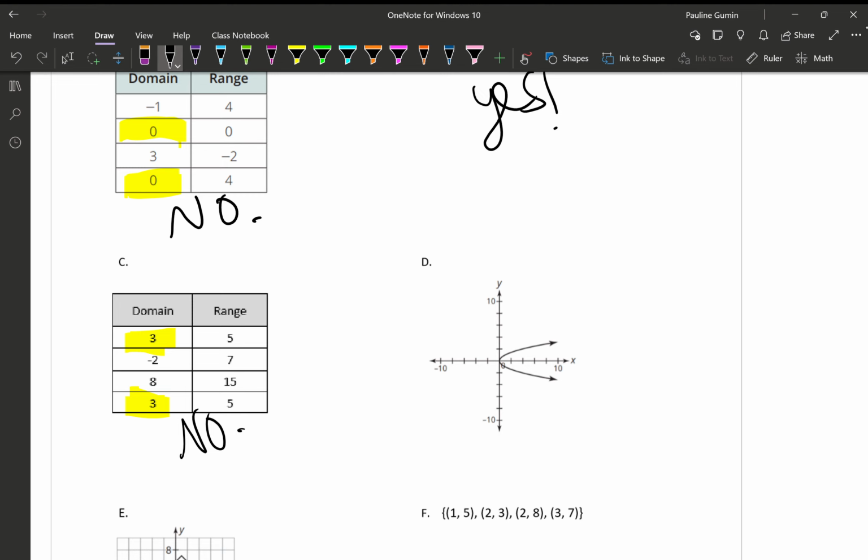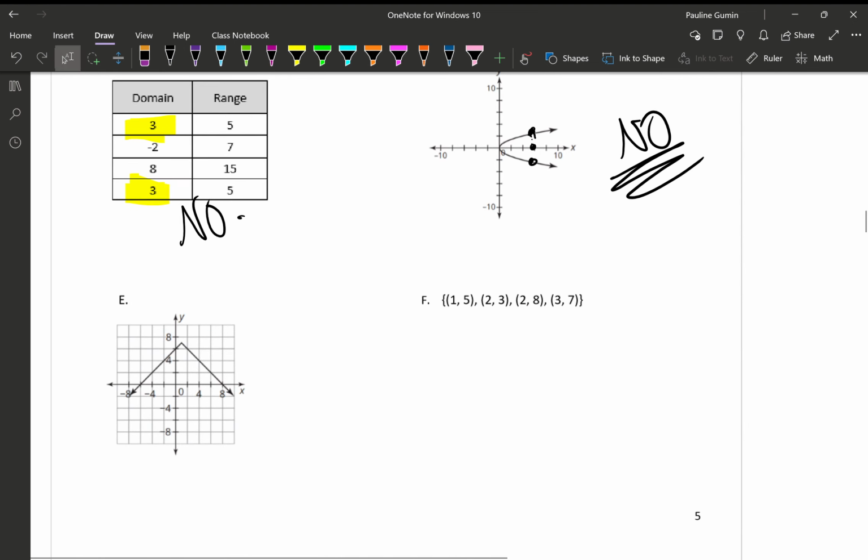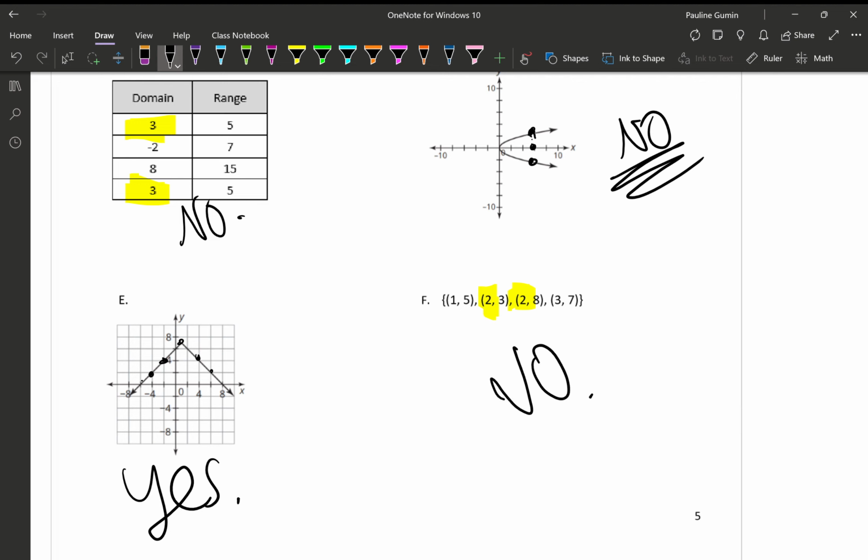Letter D. This is a tough one. Now, the way I can tell that this is not a function is because this x right here could either be at this y or this y, so no. Letter E. It looks like each x goes directly with each y. It doesn't look like there's any overlap, so I'll say yes. Letter F, look at the x's. Make sure we don't have any repeating. We do. The 2 is cheating. Shame. Not a function.